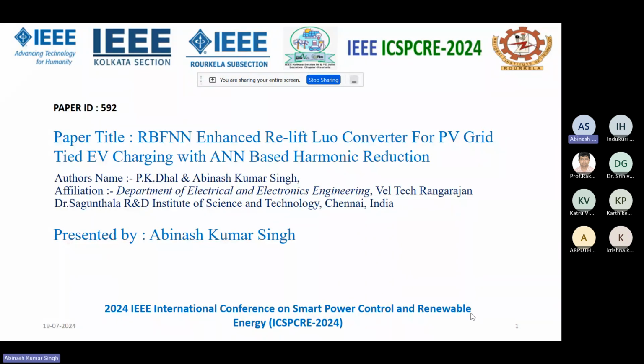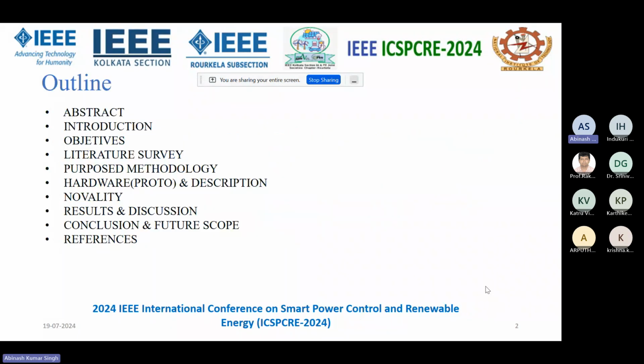So myself, Avinash Kumar Singh, and my paper ID 592, and my paper title is RBFN Enhanced Leo Converter for PV grid-tied EV charging with ANN based harmonic reduction. The other authors are PK Dal and myself, Avinash Kumar Singh. So I am presenting. This is our outline: abstract, introduction, objectives, literature survey, purpose, methodology, hardware prototype and description, novelty, result discussion, conclusion and future scope, and then the references.